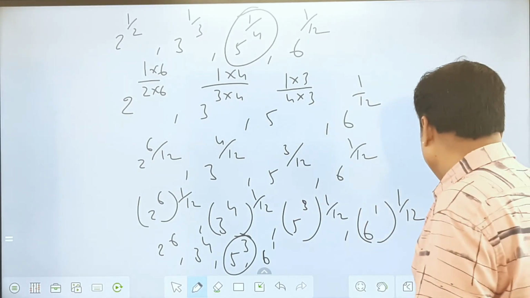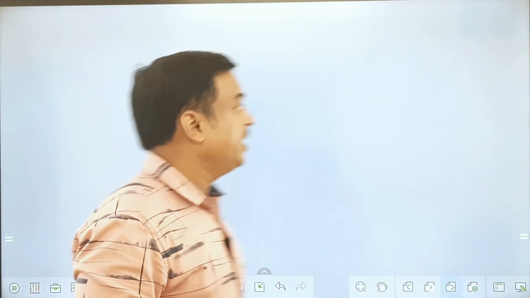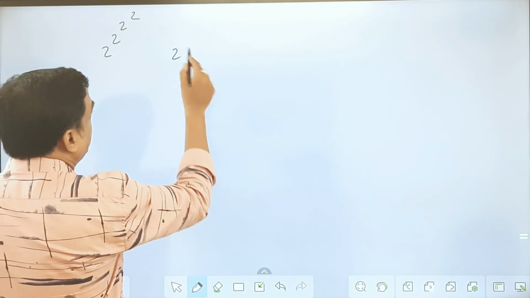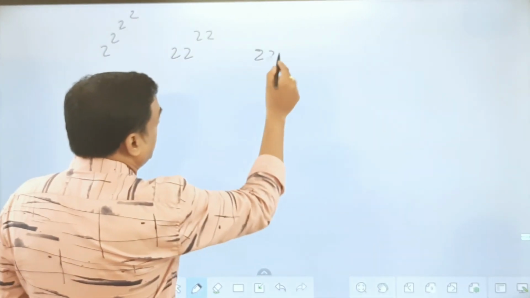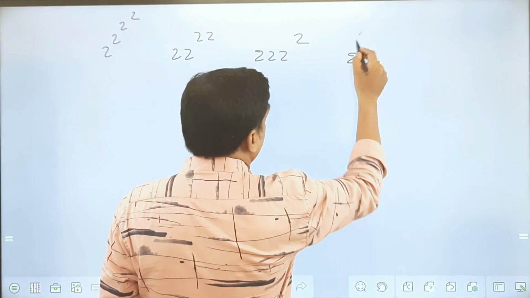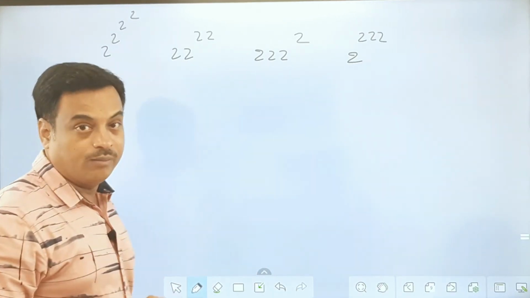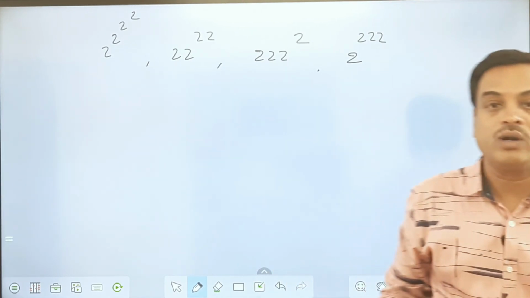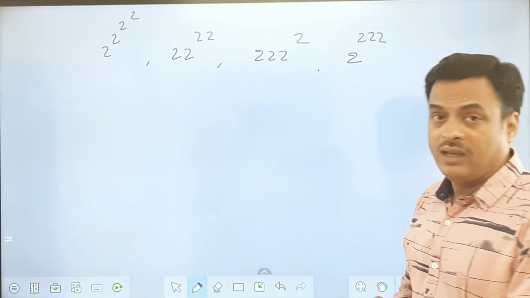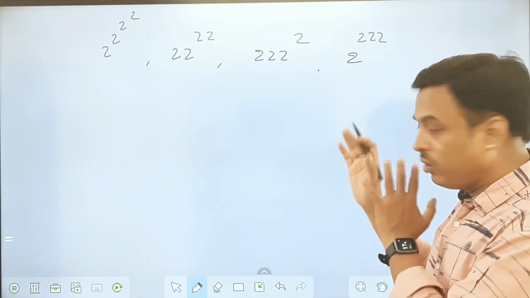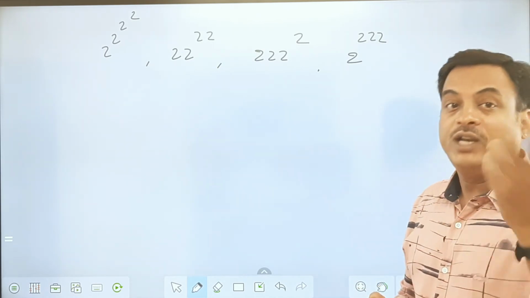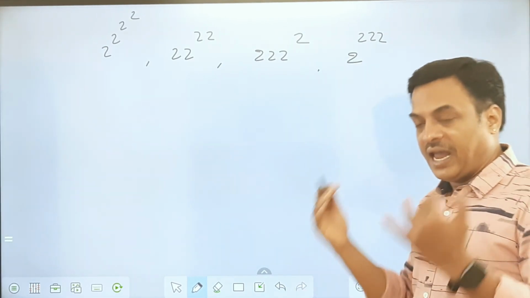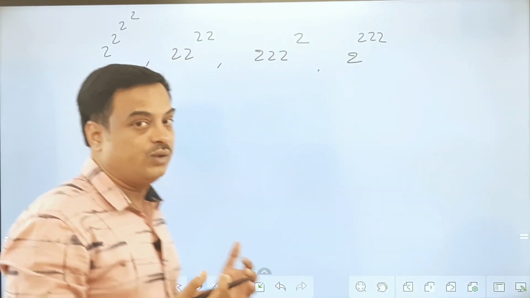Okay. Now finally one more question we'll see, an interesting one. Suppose we have a question like 2 power 2 power 2 power 2, 22 to the power of 22, 222 to the power of 2 and 2 to the power of 222 are the 4 numbers. And my question is to arrange them in ascending or descending order. Now if you observe in these 4 given, 2 of them are already 2 power something.